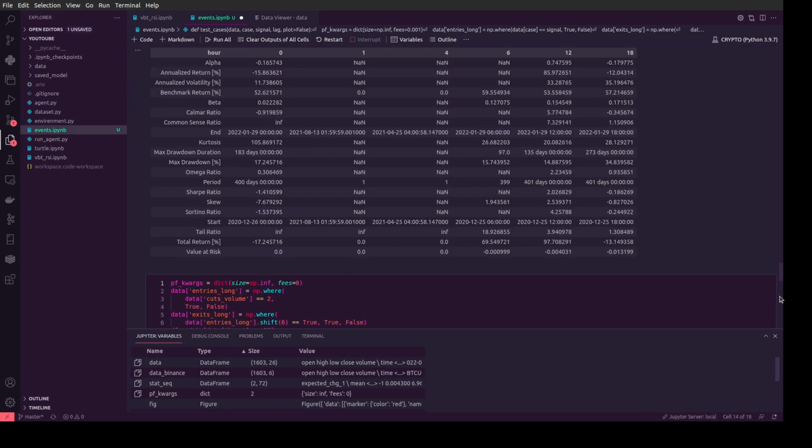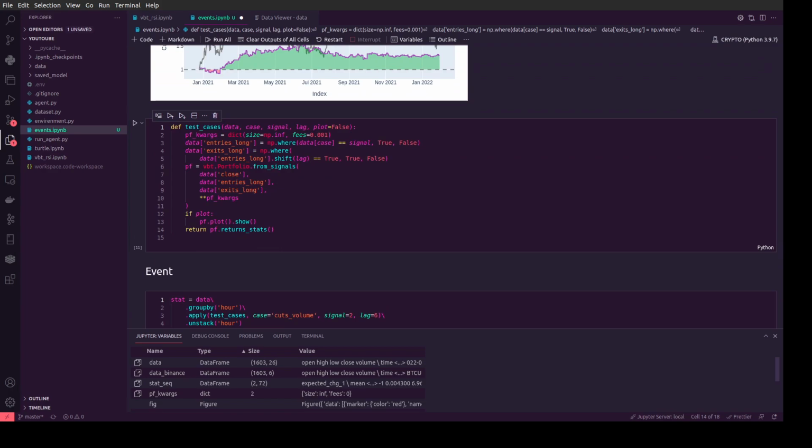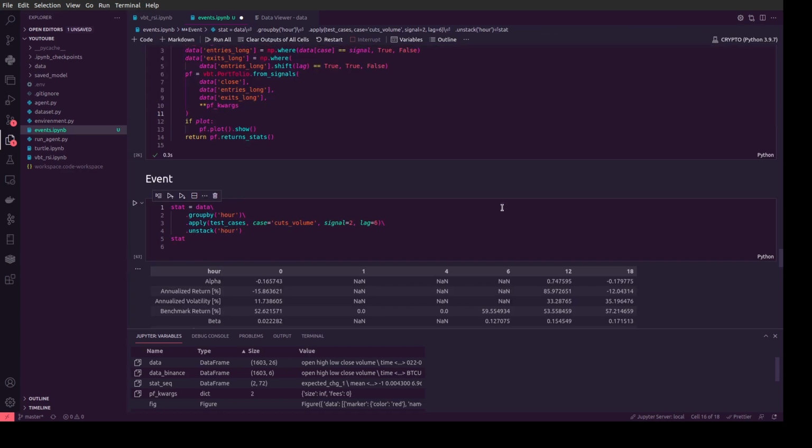And another way you could test events, we should make some simple method. In this method, for example, we indicate that we have some case and we have some signal, and we indicate that we are going to exit from long after 1 bar, and indicate it like a lag, and we are going to return statistics. Let's do it and analyze what happens.